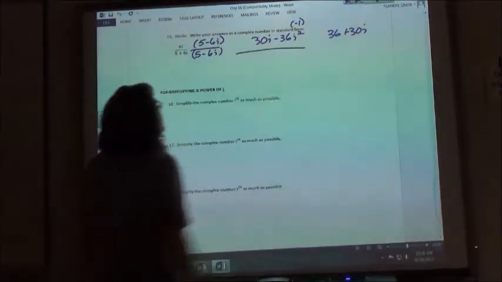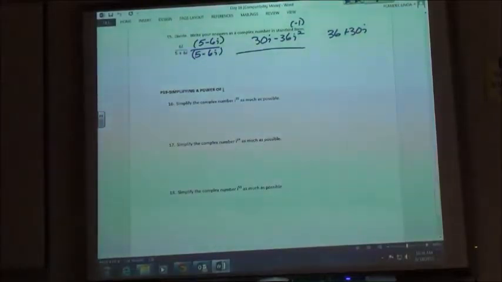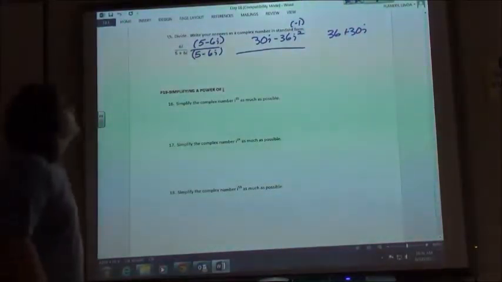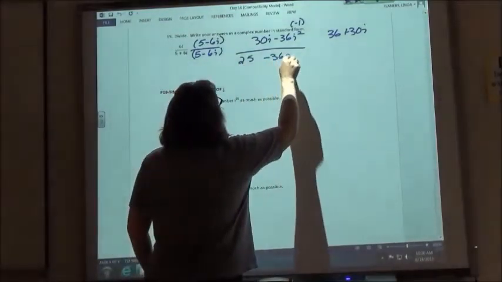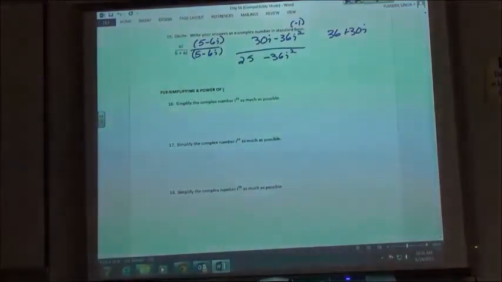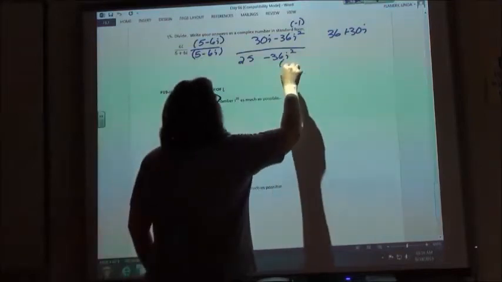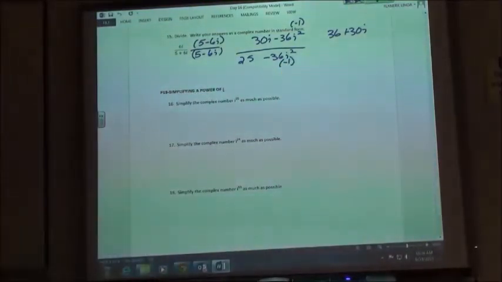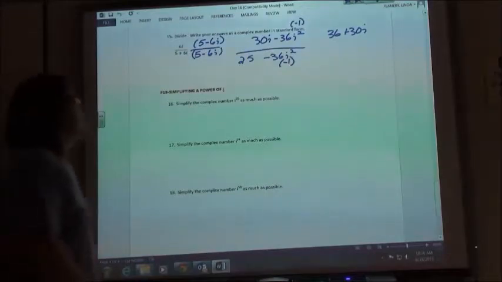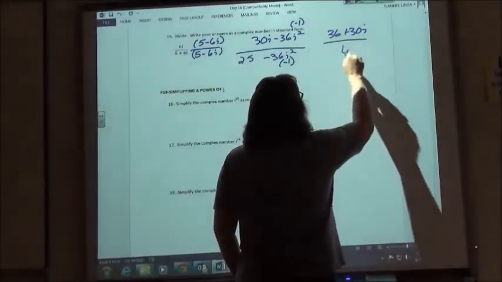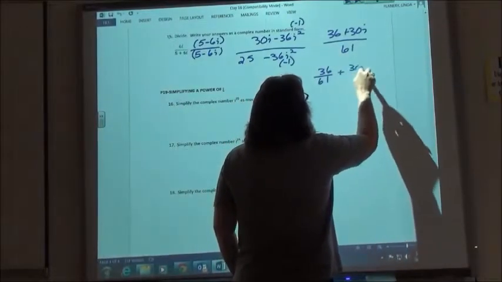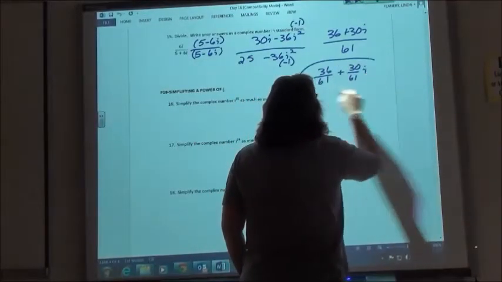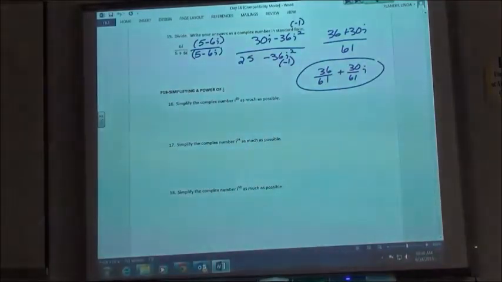On the bottom, if we multiply that out, we would get 25 minus 36i squared, because we know our two middle terms are going to cancel out anyway. And so if we substitute in our negative 1, 25 plus 36 would give me 61. So 36 over 61 plus 30 over 61 i. I can't reduce those down, I don't think. So that would be my answer.